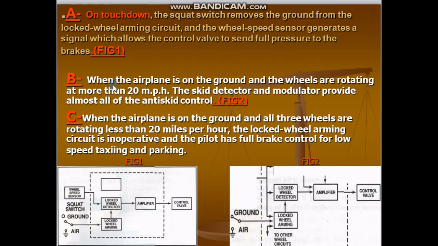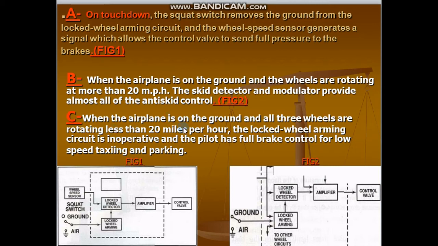When the airplane is on the ground and the wheels are rotating at more than 20 miles per hour, who will give this detection? The sensor of the anti-skid system. The skid detector and the modulator provide almost all of the anti-skid control, as we see here in this figure. The locked wheel detector sends a signal to the control valve to provide almost all the skid control, the anti-skid control.